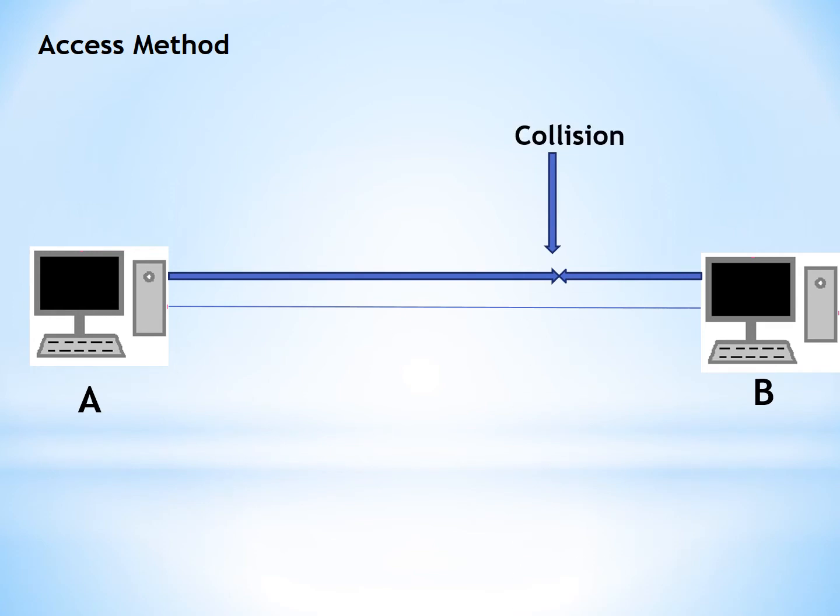So when there is a collision, what will happen? The data will be lost. So we require a network access method in order to overcome this collision. There are three types of access method. But before that, let us learn the definition of access method.